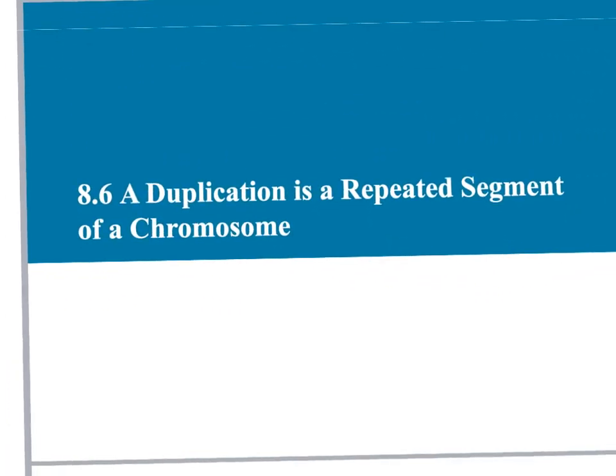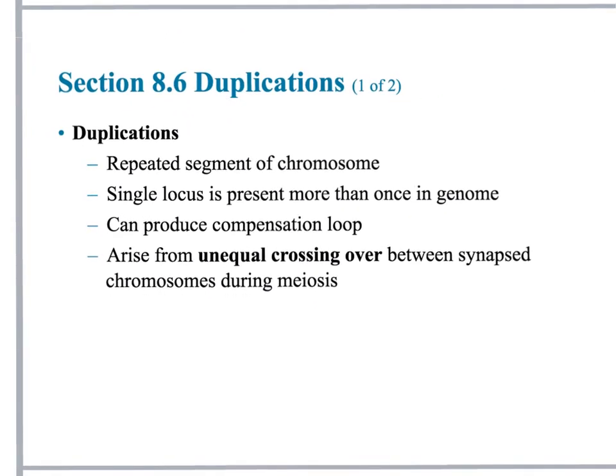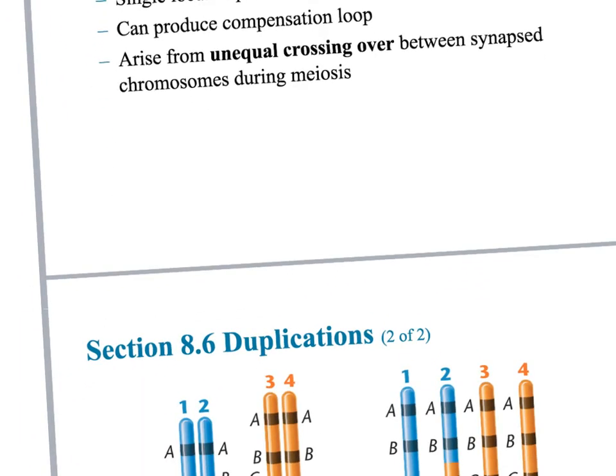And then a duplication is a repeated segment on a chromosome. So the duplication, like we saw with BC in that last example, just gets repeated in that chromosome. A single locus is present more than once in the genome, and you could also get a compensation loop. It could arise from unequal crossing over. In the one example we saw, there were three segments of one and two segments of the other. So that's an unequal crossing over, an unequal exchange of information between synapsed chromosomes during meiosis.